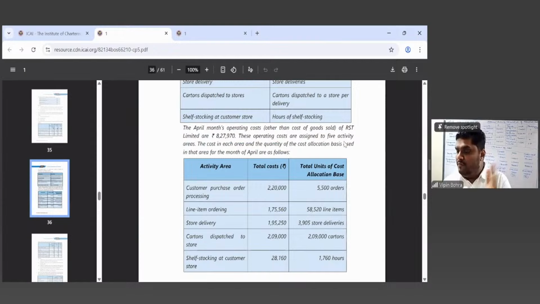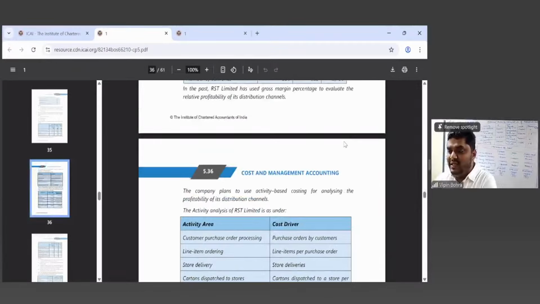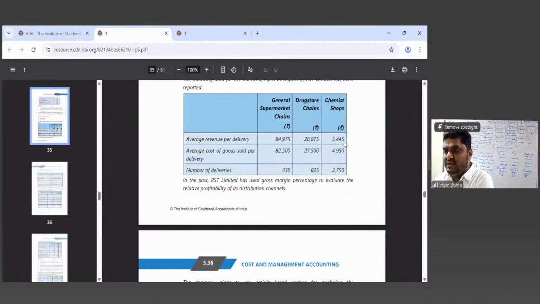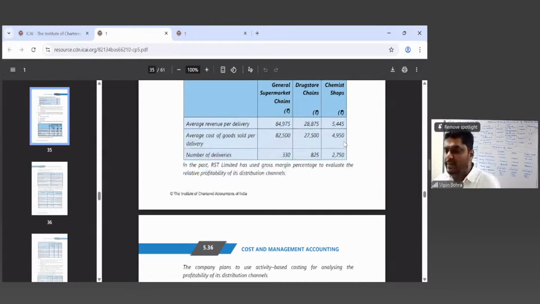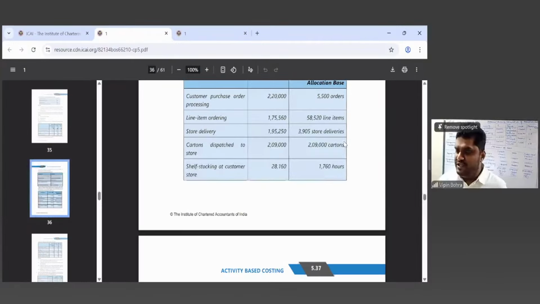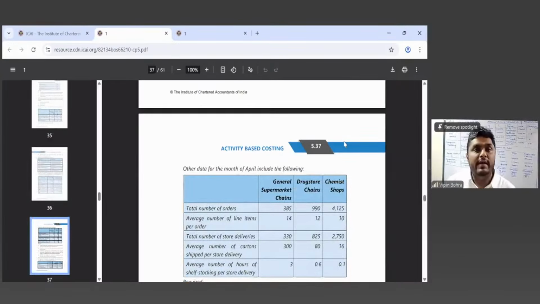Separate units for the three categories. That is, there are three categories, right? That is general supermarket chain, drugstore chain, and chemist shop. So let's see whether the additional information is given or not. So straight away it is given.